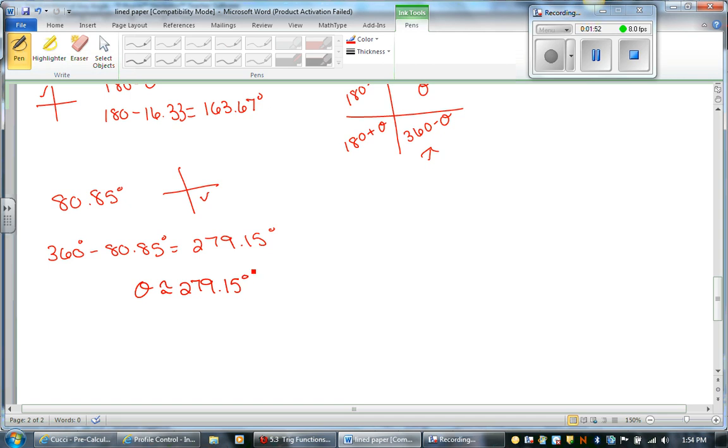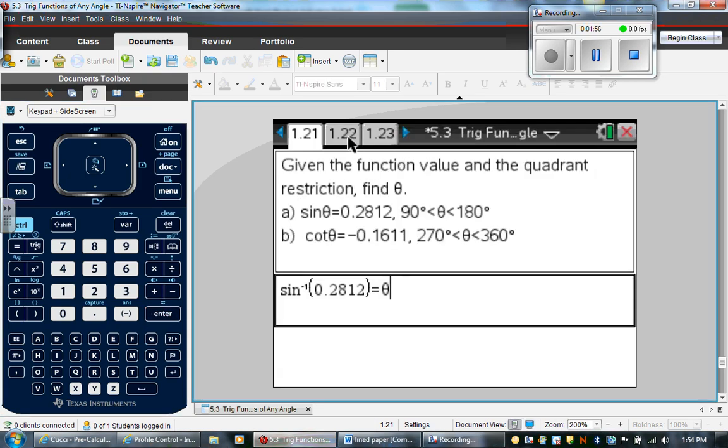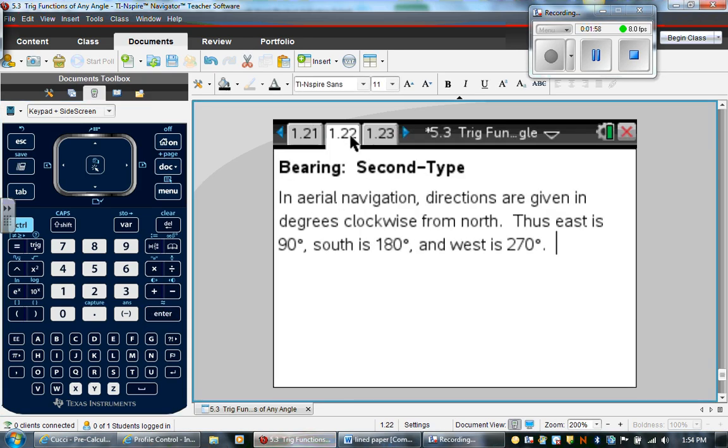The next thing we're going to talk about is bearing. This is the second type of bearing that we've spoken about. This one's going to discuss aerial navigation. Directions in aerial navigation are given in degrees clockwise from north. Clockwise, not counterclockwise. So east is 90 degrees, south is 180 degrees, and west is 270 degrees.